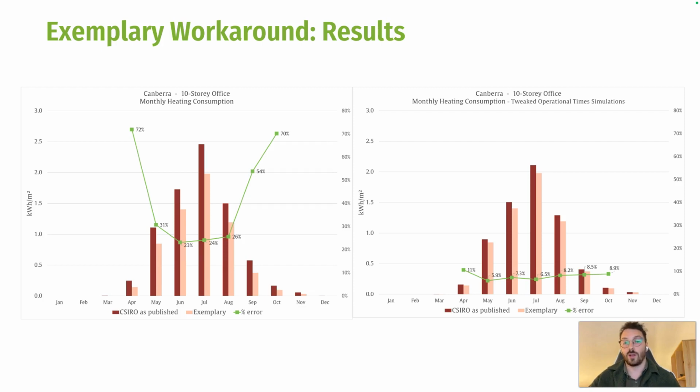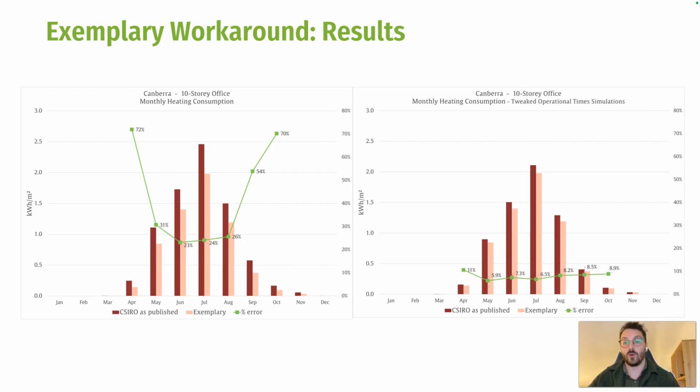And so to assure the quality of our analysis, considering that even after the workaround, there are still some discrepancies in the result, we also ran simulations with a third weather file, which was using CSIRO RMIs as a base, but with the solar radiation components substituted with the ones from Exemplary's SMY. And as expected, in the results from this simulation, utilizing standard operational times, the effect of the 60-minute offset errors of the other weather elements was still affecting the simulations.